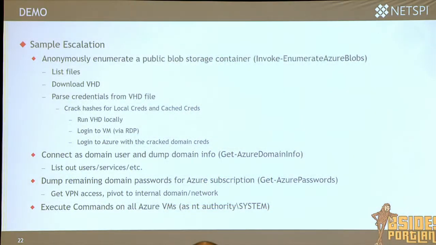So getting into our demo here, just making sure we're good on time. All right, so this is going to be a sample escalation from anonymous access. Basically, you don't see anything. We're starting with no credentials. We're going to find an anonymously available blob, download that file, and then pivot from there. You're going to see all of this. This is more so if anybody wants to see the slides later and go through these. The videos aren't going to be up on SlideShare, so this is the rundown of that.